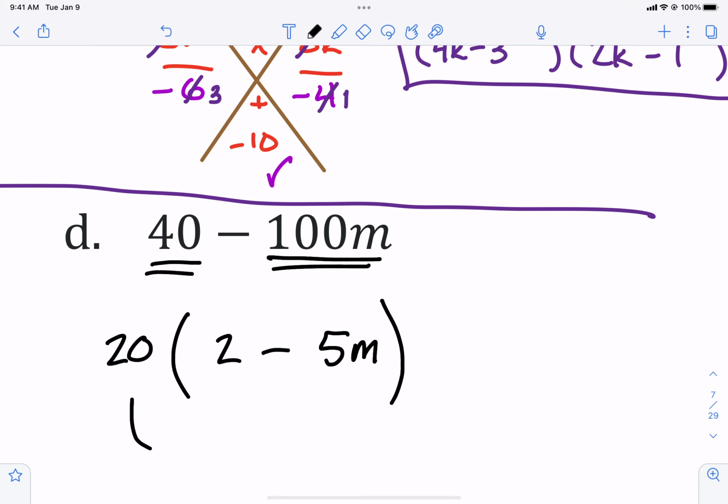This, again, is our GCF. That's the biggest thing that these two had in common. Now, why did I pull out the m? Because both of them did not have an m. Right? Only the second term had an m.